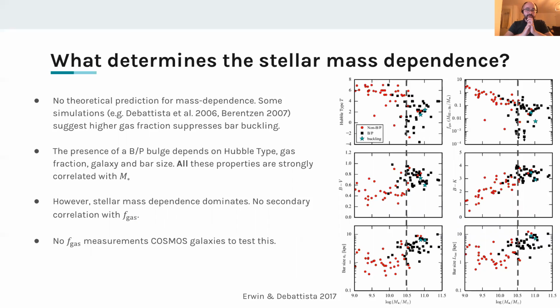Erwin and Debattista looked at the dependence of the presence of a BP bulge on various galaxy properties, such as fraction of gas, Hubble type, color, and bar size. It is complicated since all of these properties scale with stellar mass. Nevertheless, the dependence on stellar mass dominates, and this is the only significant variable between these parameters, as shown in this plot. For the COSMOS dataset, we do not observe secondary correlations either, for example, with bar size. However, we cannot exclude a secondary correlation with gas fraction, since we do not have gas measurements for high redshift galaxies.